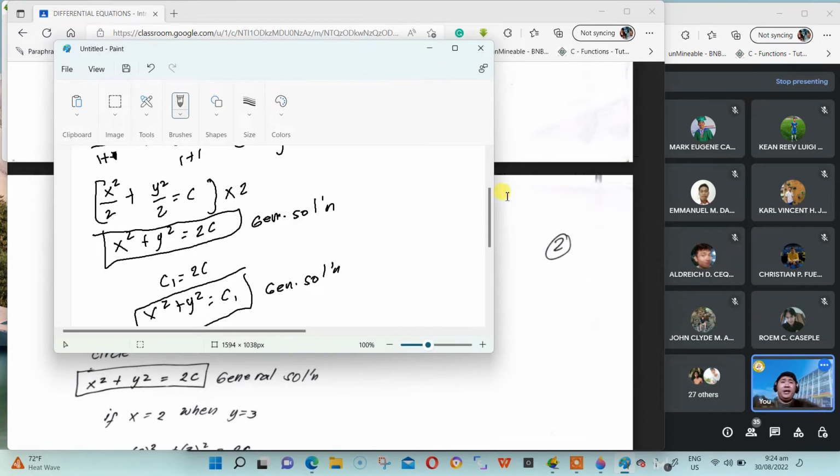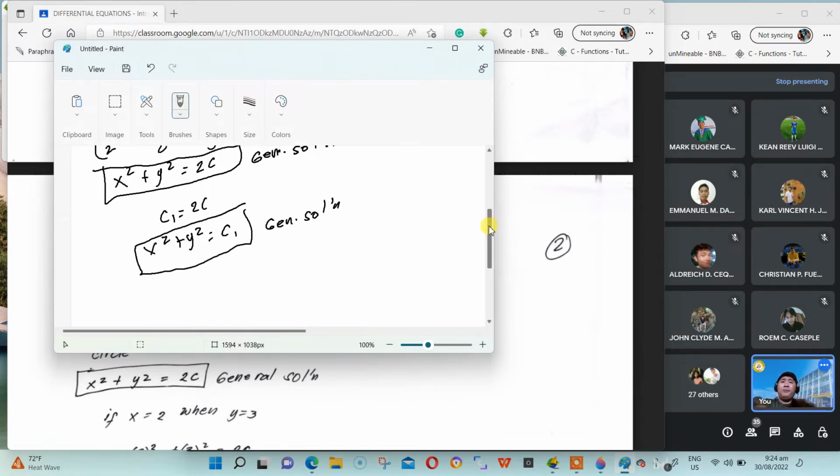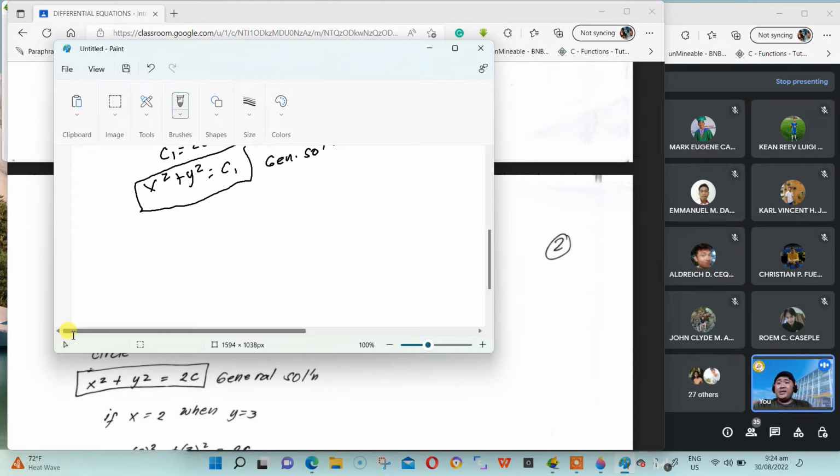So what if I say solve for the particular solution? In this case, it states that x is equal to 2 when y is equal to 3. Simply, you need to solve for c sub 1. Just substitute in the given general solution: 2 squared plus 3 squared equals c sub 1. 2 times 2 is 4, plus 3 times 3 is 9, equals c sub 1. 9 plus 4 is 13, right? Therefore, your c sub 1 is equal to 13.